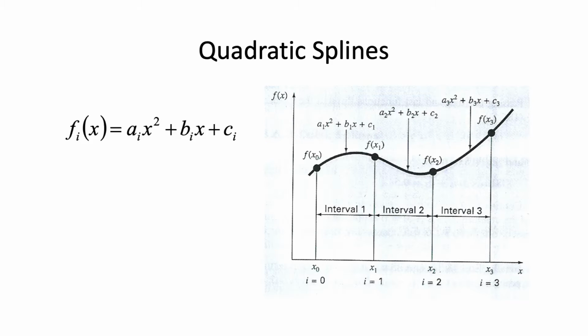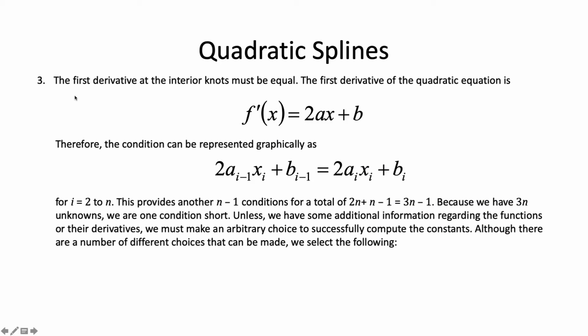Third point that we need to discuss here is that the first derivative at the interior knots must be equal. The first derivative of the quadratic equation is f prime of x equals 2ax plus b. Therefore, the condition can be represented as 2a sub i minus 1 xi plus b sub i minus 1 equals 2a sub i xi plus b sub i, for i equals 2 to n. This provides another n minus 1 conditions for a total of 2n plus n minus 1 equals 3n minus 1.